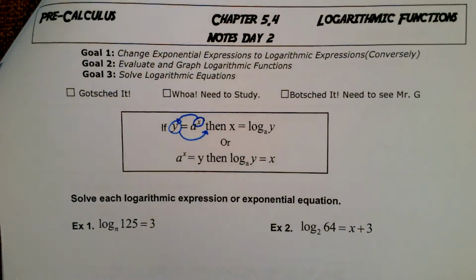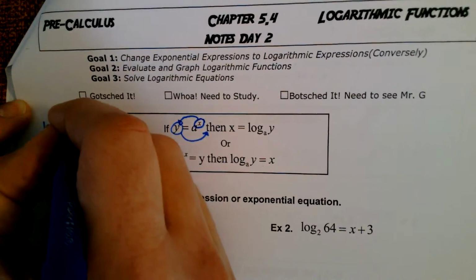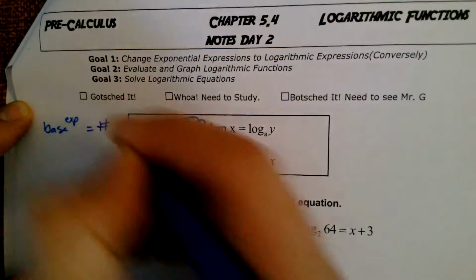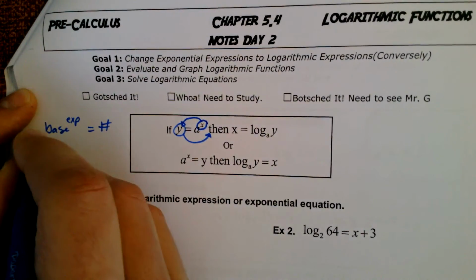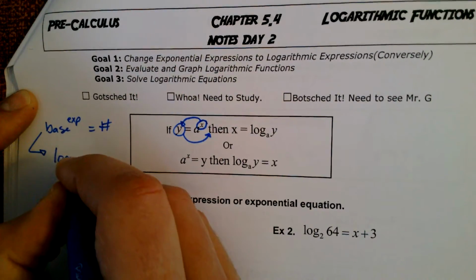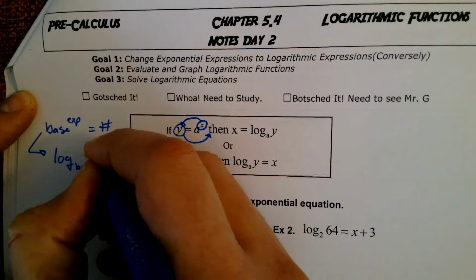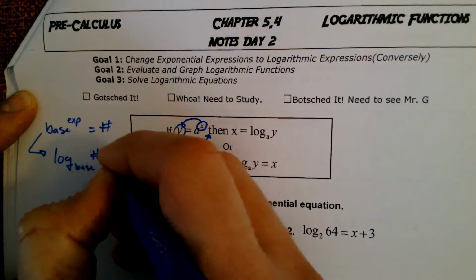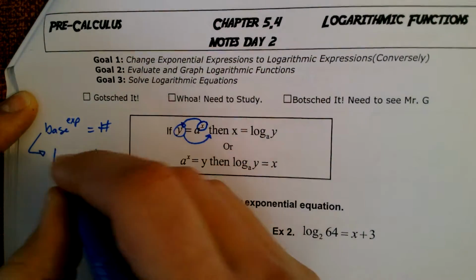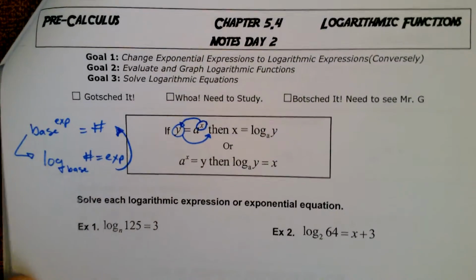Okay? So I always remember if I have an exponential, I have a base, I have that little exponent, and then that's usually equal to a number. So then we should be able to convert to a log. The base of the exponential is going to be our base of our log. That number is now going to go inside, and I'm going to have that equal to my exponent. And vice versa, if I have a logarithmic, I should be able to convert it to exponential.